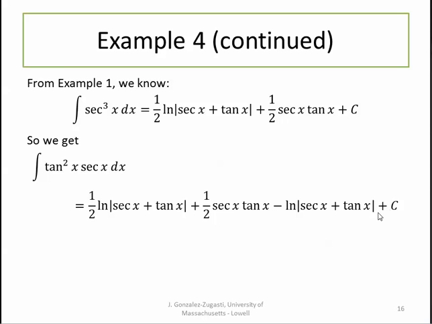And we're almost done. If you look, this term here and this term here are the same, so we'll combine those to get our final answer.